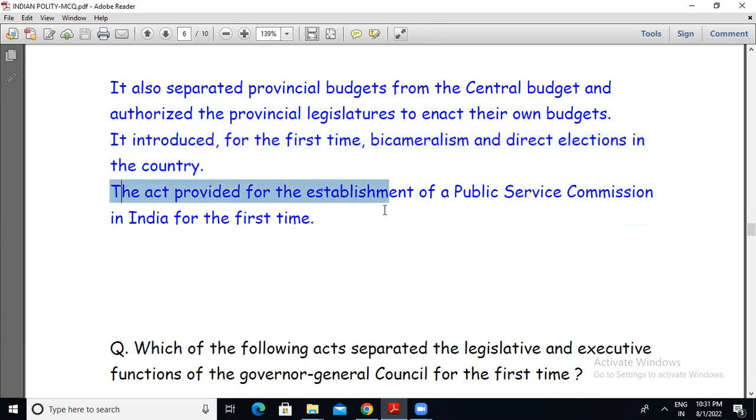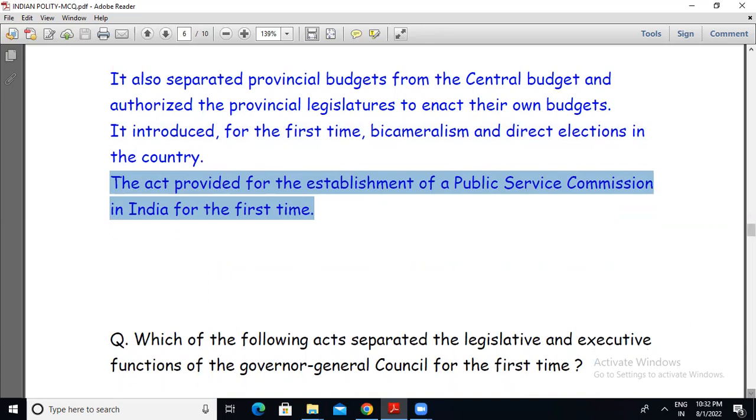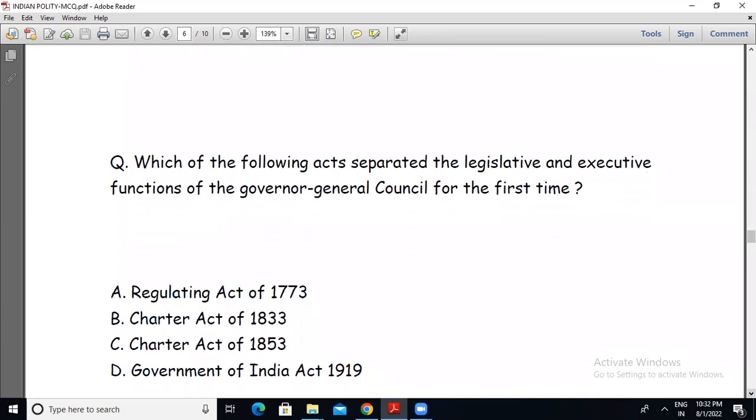The act provided for the establishment of a Public Service Commission in India for the first time. This question also might be asked, that which act established Public Service Commission in India for the first time? That was Government of India Act of 1919, that is Montagu-Chelmsford reform. So that is about Montagu-Chelmsford reform.